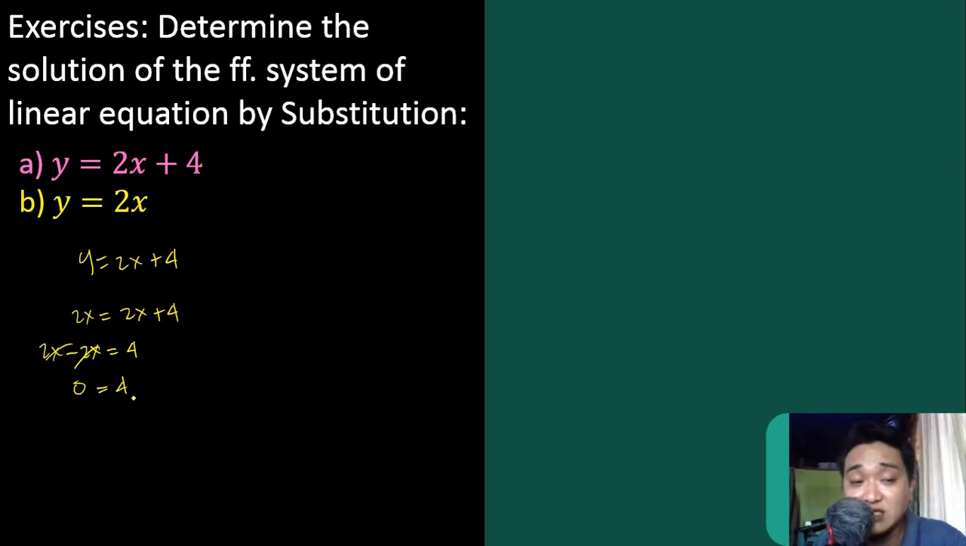So sa tingin nyo ba equal sila? Are they equal? 0 is equal to 4? No, they are not equal. So whenever they are not equal, it gives us a hint that these two systems are actually what? They are actually parallel systems or parallel to each other, and therefore they are inconsistent system.